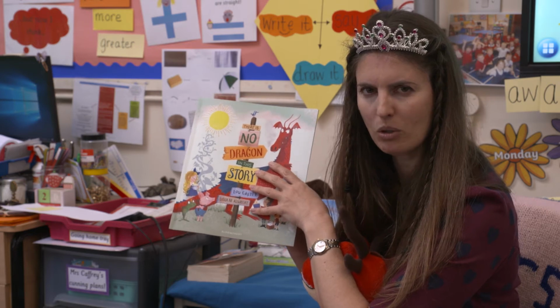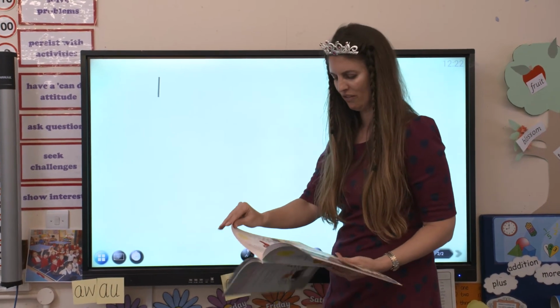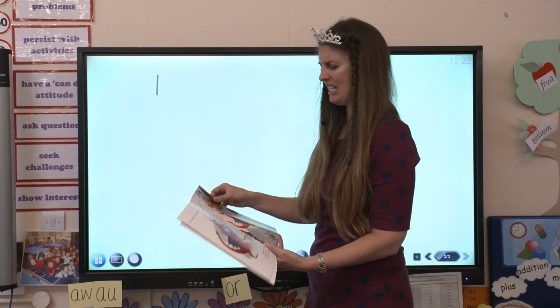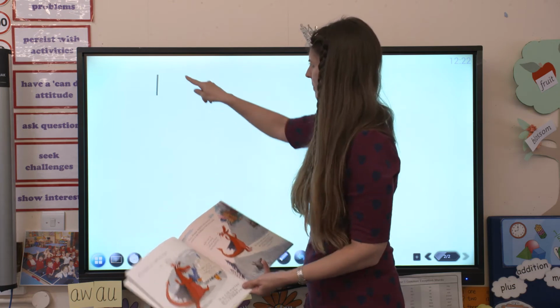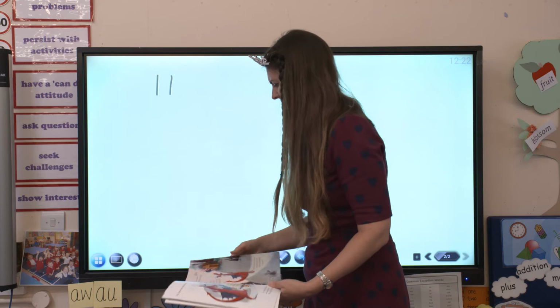Let's have a look on the board and see how many we can remember. Oh, who did he meet first in the story? Was it the gingerbread man? Let's tally this and see how many stories he came across. So there was the gingerbread man one, but gingerbread man didn't want him in the story. So then he saw the 3 little pigs, didn't he? But did they want him? No, they didn't, did they?